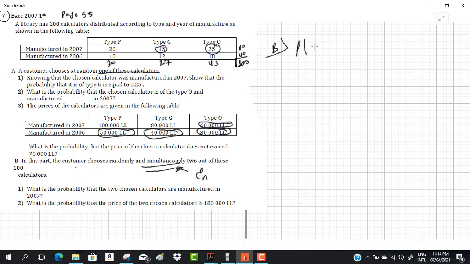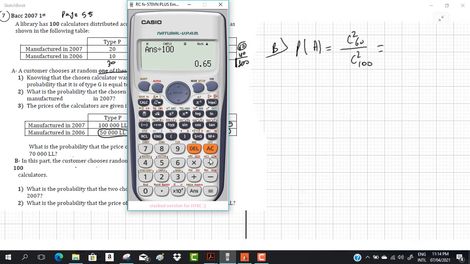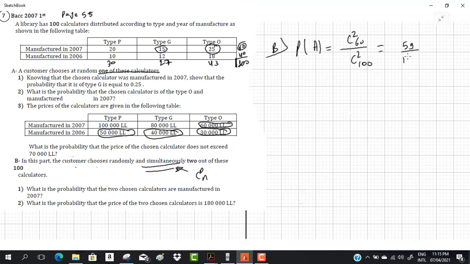هسميه أنا مثلا هيدا ال event A. Both calculators are manufactured in 2007. I should choose the two calculators out of 2007. التوتال تاعه 60. يعني C2 out of 60 على C2 out of 100. I will find the answer using the calculator. 60 C2 divided by 100 C2 طلع الجواب 59 over 165.